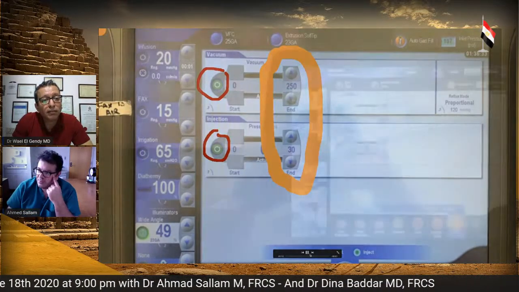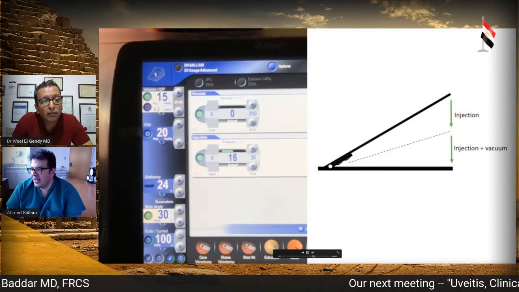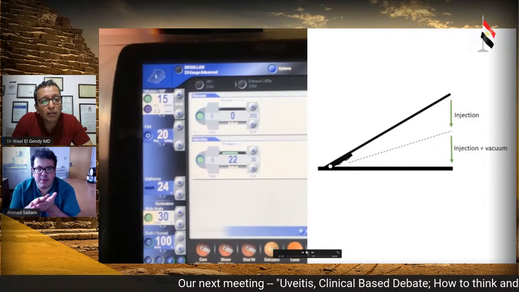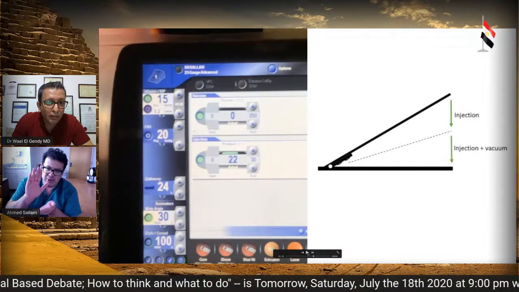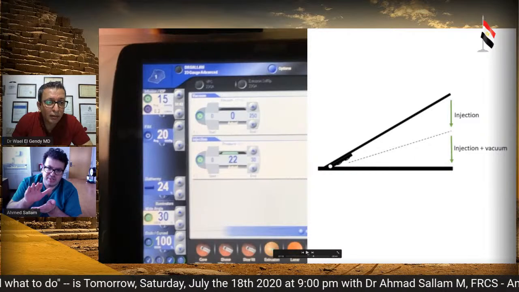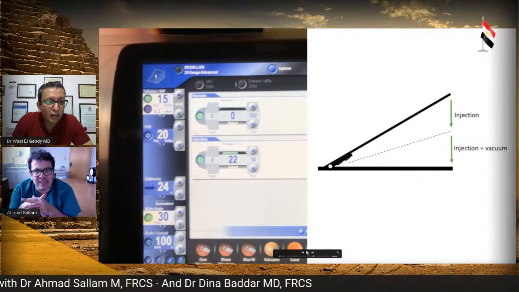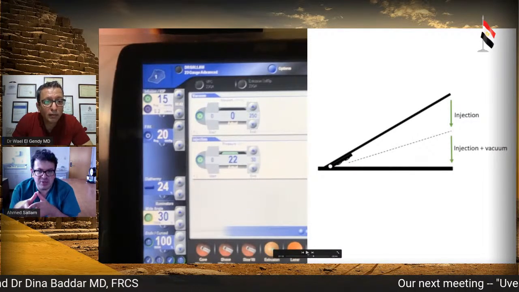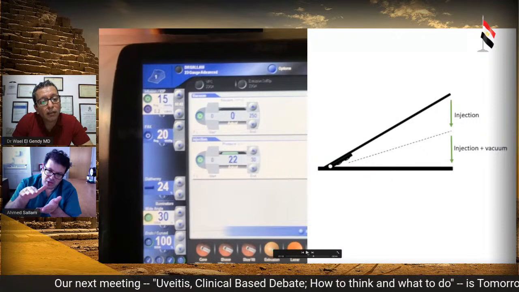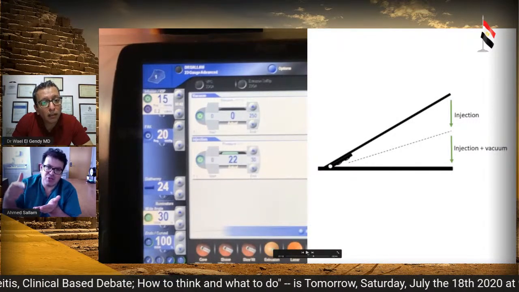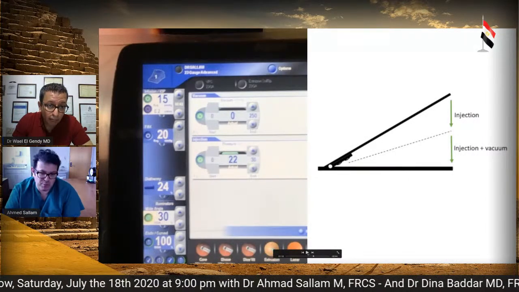So again, here both are activated. This is nice. This is the foot pedal, and what happens with the foot pedal is you have a preset. Let's say you have a preset injection of 30. Until you reach the 30, it's linear, and you're just injecting. After that, if you press the foot pedal more, the aspiration kicks in, and the injection continues as well. And this is the difficult part, that to aspirate, you have to press the pedal more.